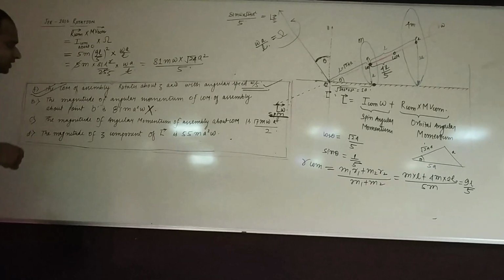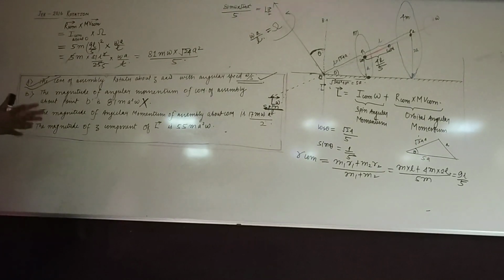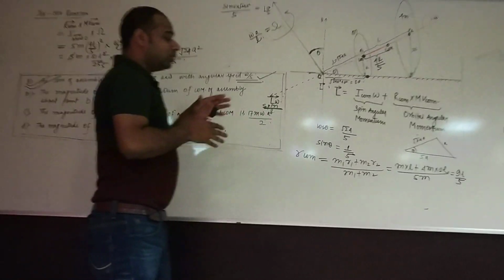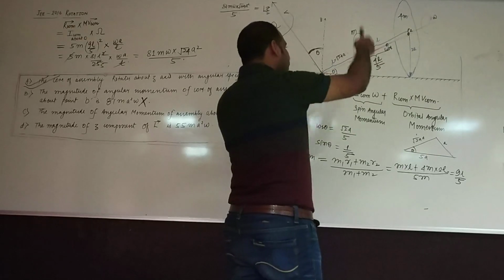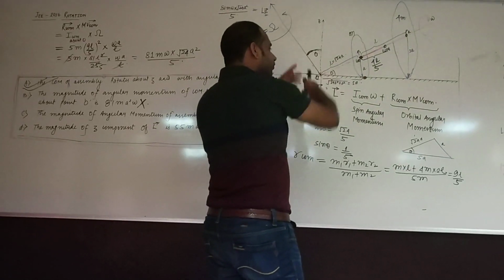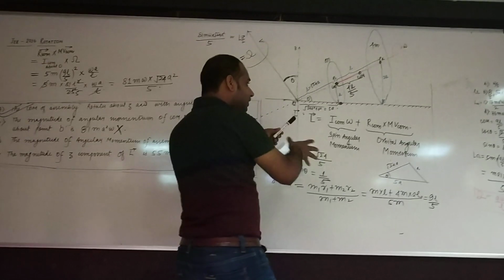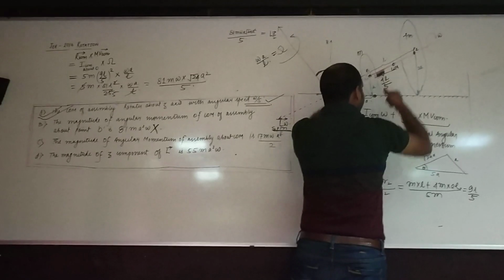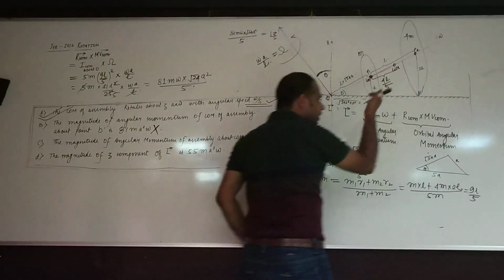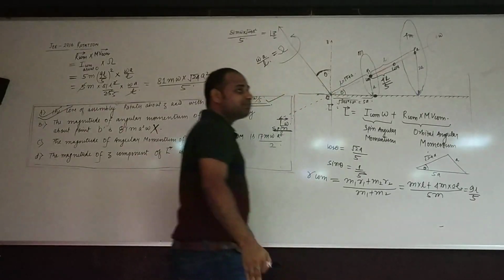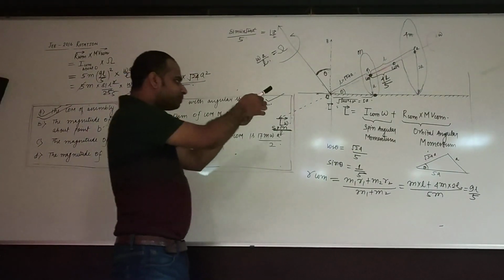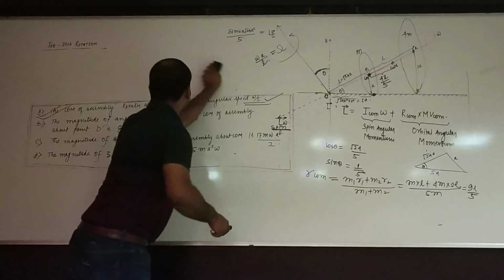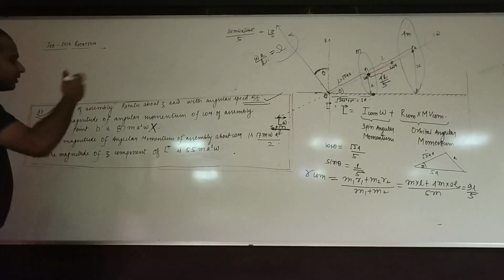Moving on to the next part of the same question, which says the magnitude of angular momentum of the assembly about center of mass. So now we don't have to calculate the angular momentum of center of mass about any point. We have to calculate about center of mass. That means they want us to calculate the angular momentum of this assembly about an axis passing through center of mass. That means they want us to calculate I center of mass omega, which is spin angular momentum, that is angular momentum due to spinning motion.